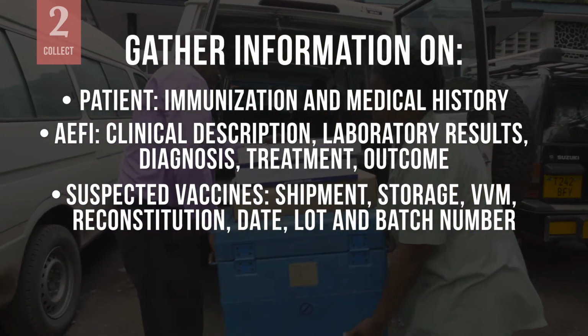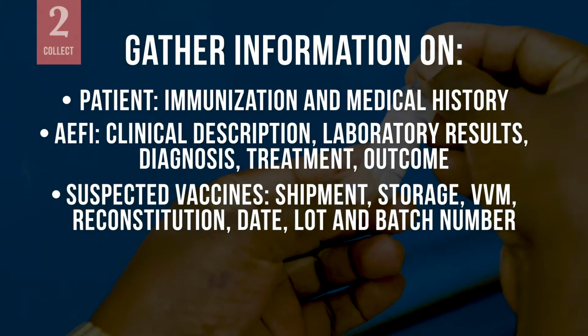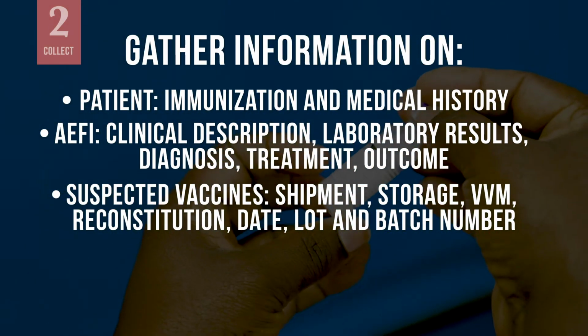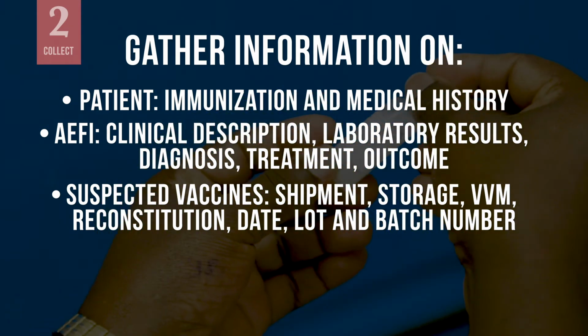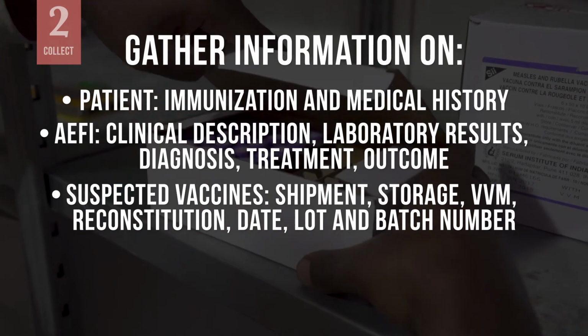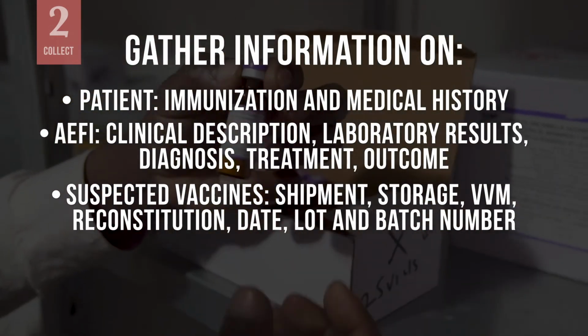Collect data about the vaccine or vaccines administered. How was the vaccine shipped and stored? What was the state of the VVM and temperature record of the refrigerator? And how was the vaccine reconstituted, if applicable? Note the date of manufacture and lot and batch numbers of the vaccine and diluent.